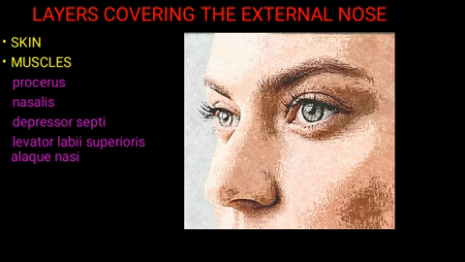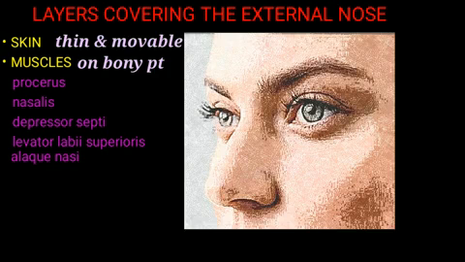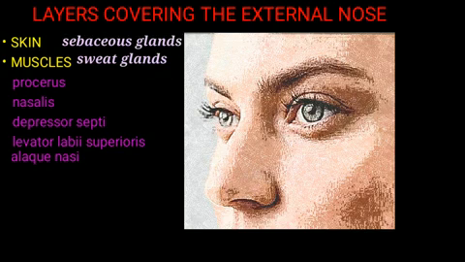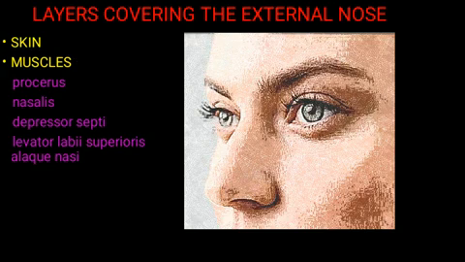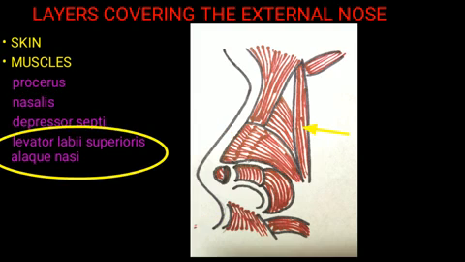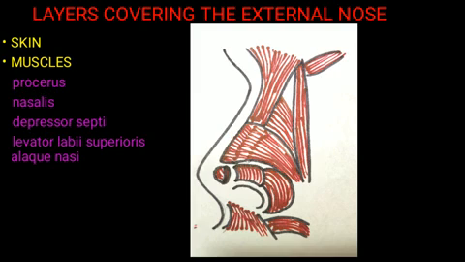The skin overlying the external nose is thin and movable over the bony part, but it is thick and adherent in the cartilaginous part. It also contains the sebaceous glands and the sweat glands. Hence, boils and acne are more commonly found in the external nose. The muscles attached to the superficial fascia of the nasal part are the procerus, nasalis, depressor septi and levator labii superioris alaeque nasi. The nasalis has a compressor naris and dilator naris which help in the inspiratory action. The contraction of the dilator naris of the nasalis and the depressor septi shows the emotional action of anger.